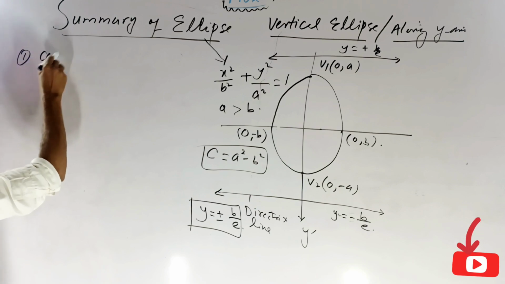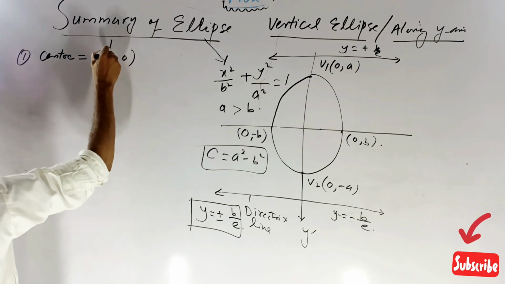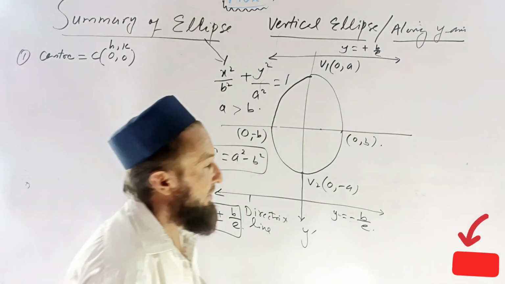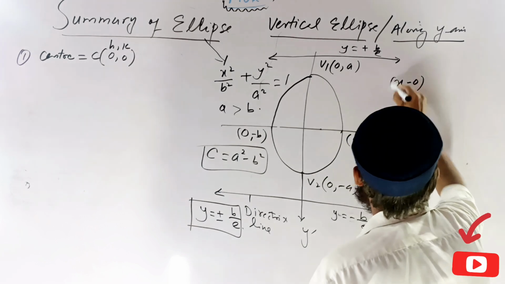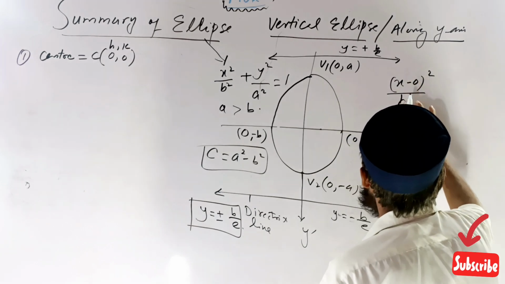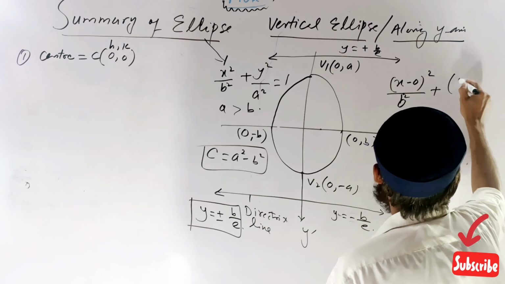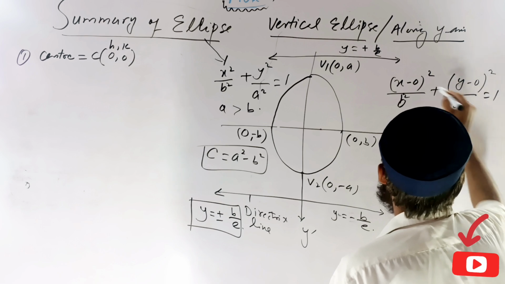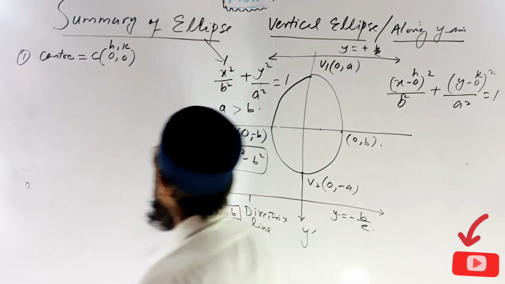Center, if we are finding the center, the center will be equal to 0, 0, because h and k are 0 here. So in shifted form, we can write x minus 0 whole square divided by b square plus y minus 0 whole square divided by a square is equal to 1. So that is the value of h and that is the value of k.